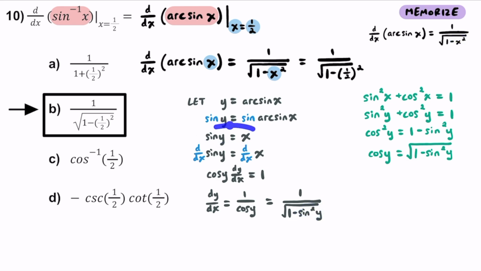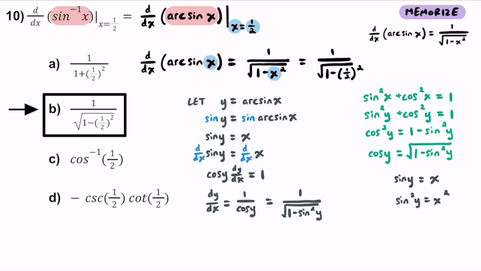Now remember from over here that we said that sine of y is equal to x for a moment. So if we know that sine of y is equal to x, and we see this sine squared of y over here, what's that? Sine squared of y is really just equal to sine of y multiplied by sine of y, right? If that's true, we must be able to say that sine squared of y is equal to x squared.